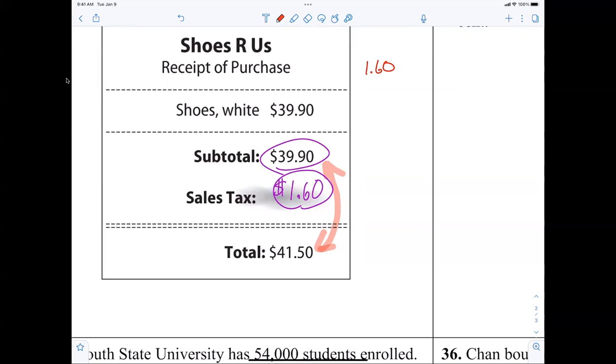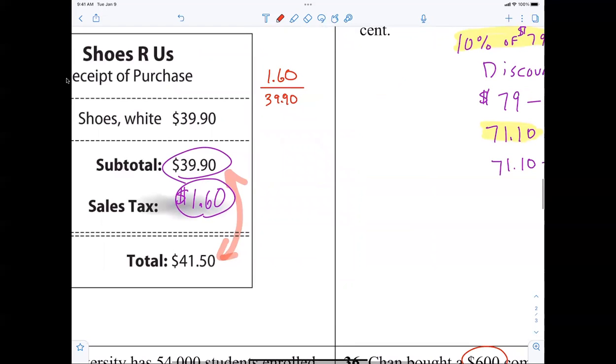How much was your purchase? What was my purchase? $39.90. Yep. So it's just $1.60 divided by 39.90. All right, that's the percent. Now, if you weren't sure about that, here's what you should have said: 39.90 times the rate.